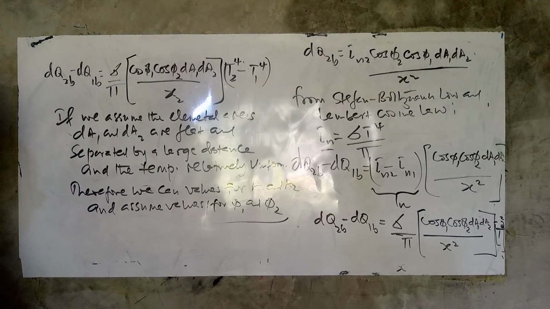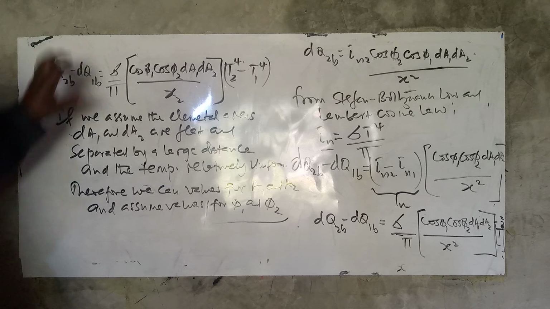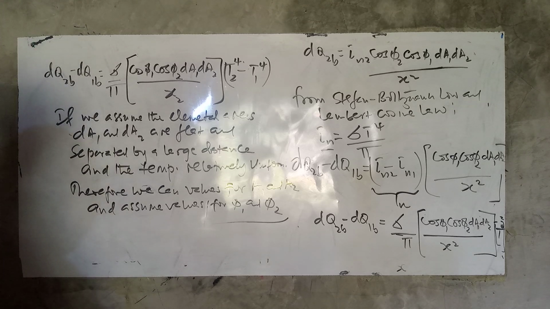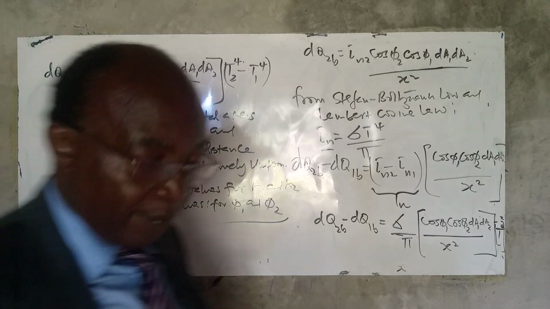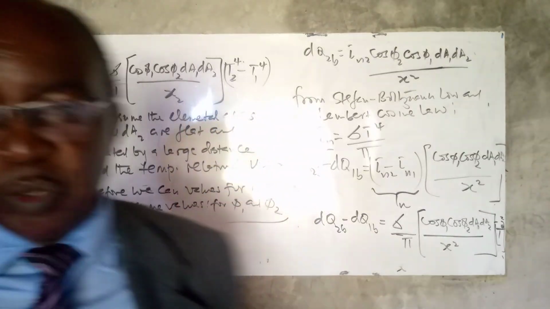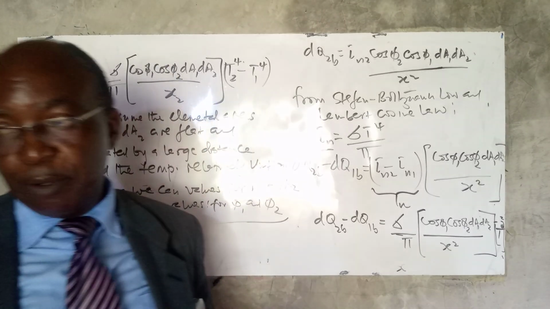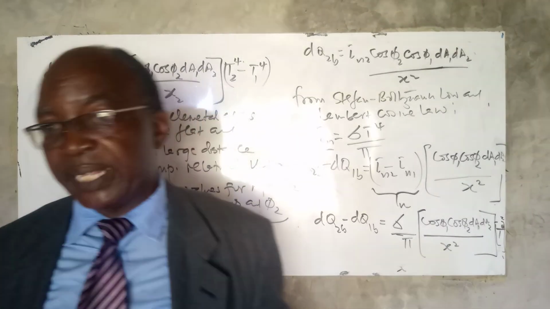We can calculate that particular quantity. You can calculate the energy exchange between those surfaces. But you have to assume that the elemental areas are very small, the distance is large, and the temperature is relatively uniform. Then you can assume. Otherwise, you have to do double integration. So let's stop at that particular point.